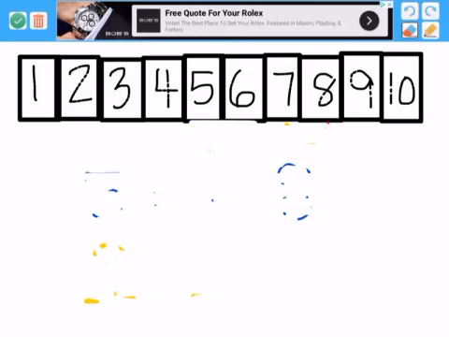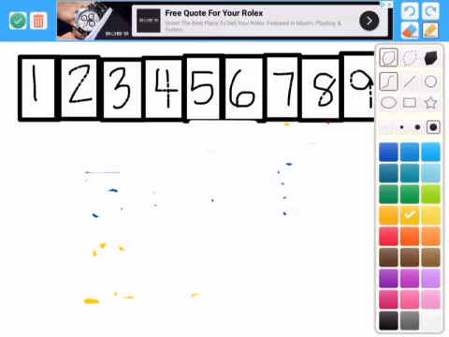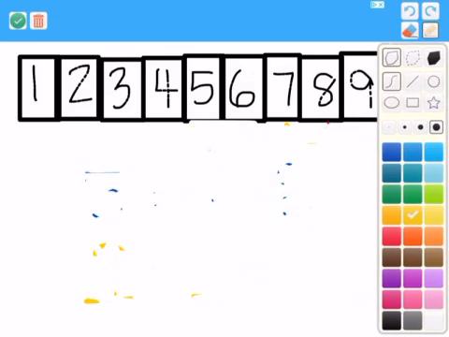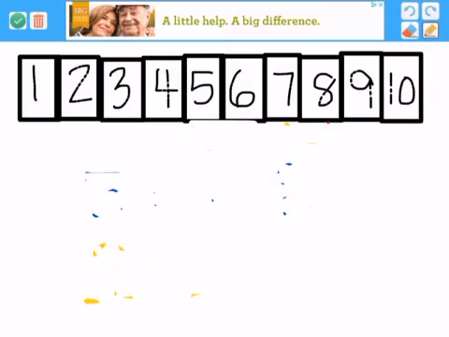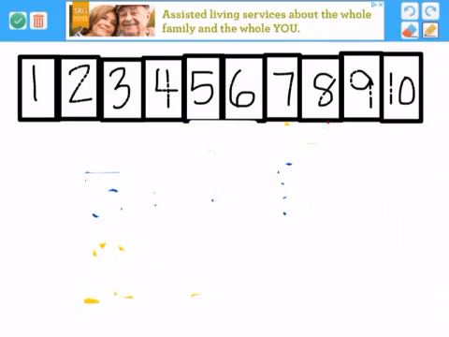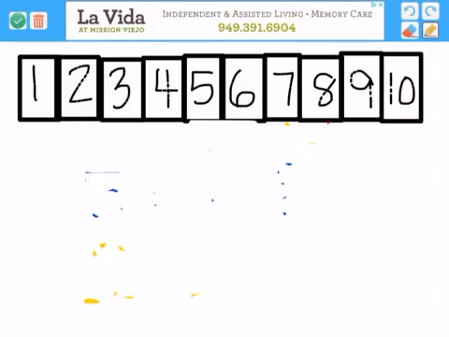Sorry, this eraser takes forever. All right. So now, my next problem is a different one. So it's not about Joey and his pennies. This time, my problem says, there were 8 children waiting for the school bus. No more children came to the bus stop. How many children are waiting now?